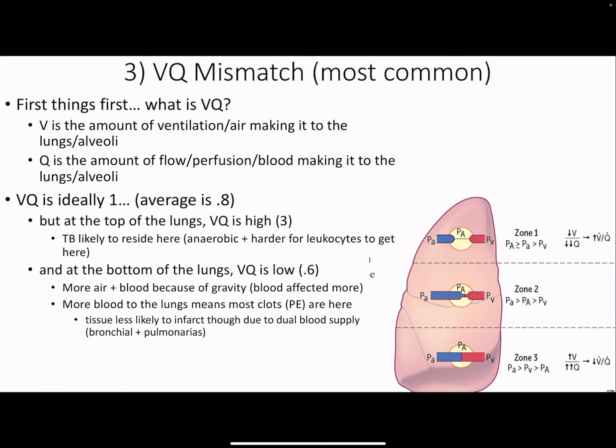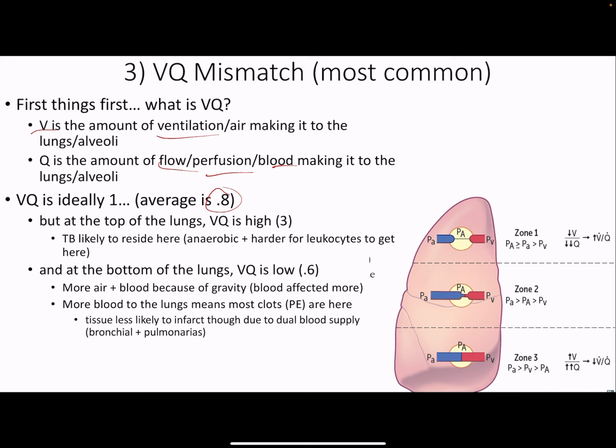So VQ mismatch. First of all, what is VQ? V is the ventilation, the amount of air that makes it to that part of the lungs, that part of the alveoli. Q is flow. This is perfusion. This is blood making it there. In an ideal world, it's a 1-to-1 ratio. But fortunately, it's normally 0.8, unfortunately.